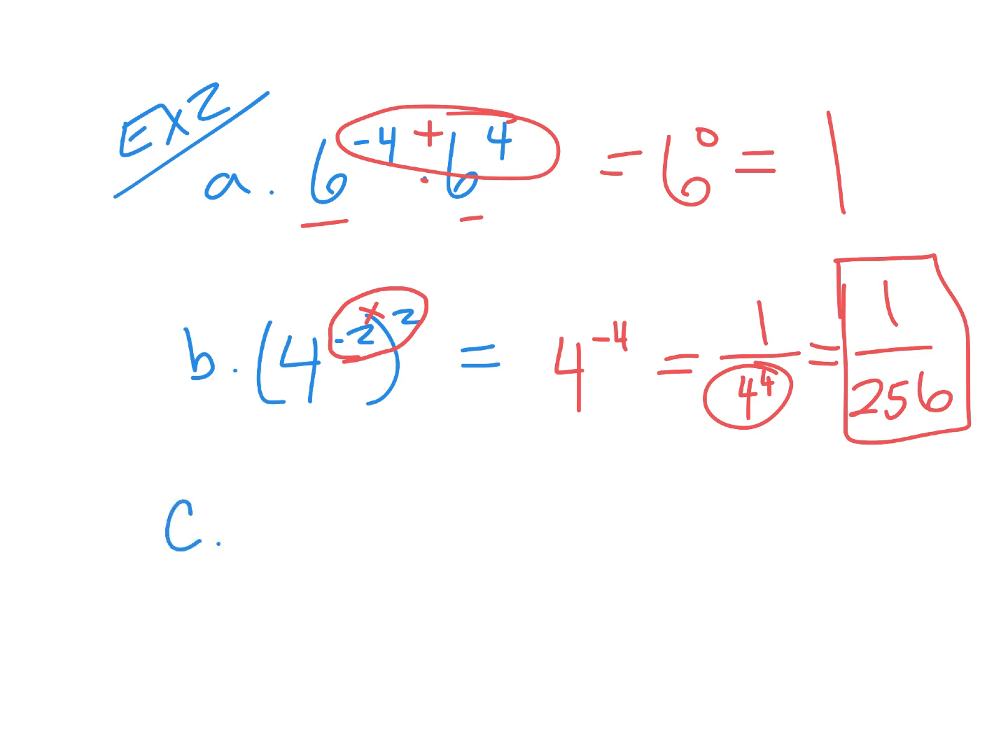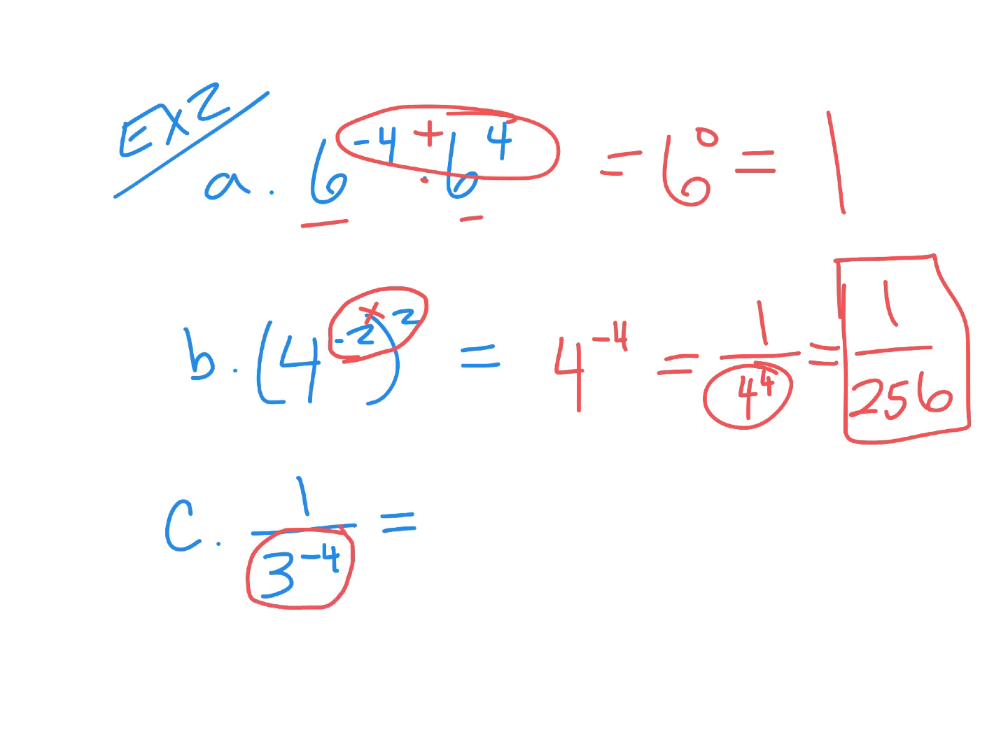Okay, let's look at C. This one we have 1 over 3 to the negative 4. Okay, I have a negative exponent. What do I do with that? Don't you do what you did in the second one? Yeah, I'm going to, kinda.